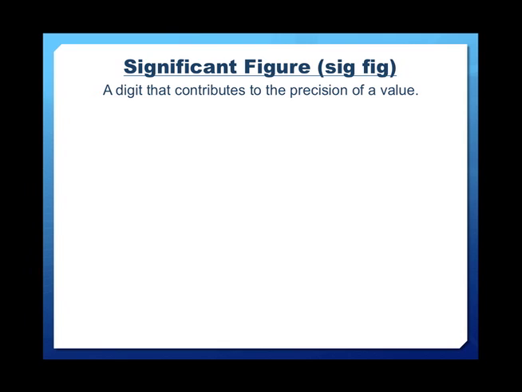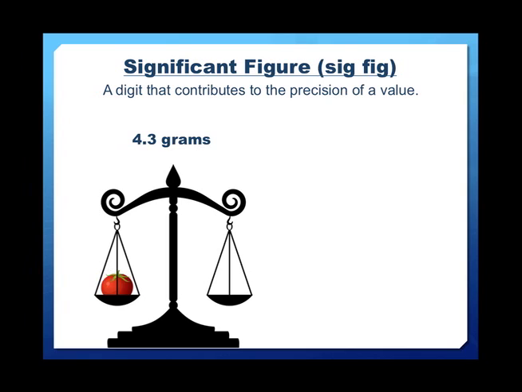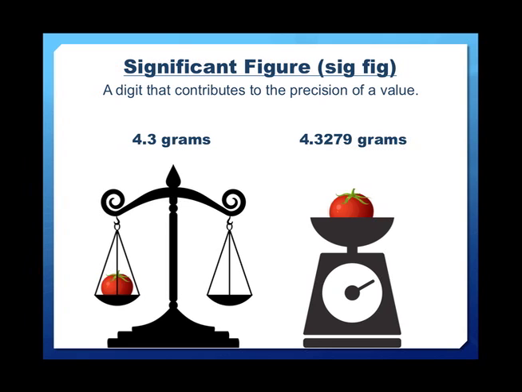For another example, if we wanted to find the mass of an object, we could weigh it on a balance that tells us that it's 4.3 grams. But what this really means is that it is somewhere between 4.25 and 4.34 grams. But if we use a more sophisticated balance, we might find out that it is 4.3279 grams. Again, there is uncertainty associated with the last digit, but this new number is a more precise measurement than the first because it has more significant figures.